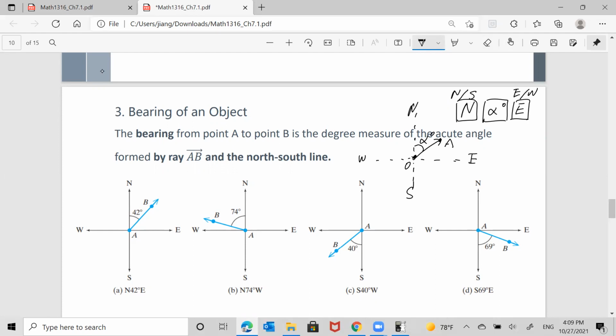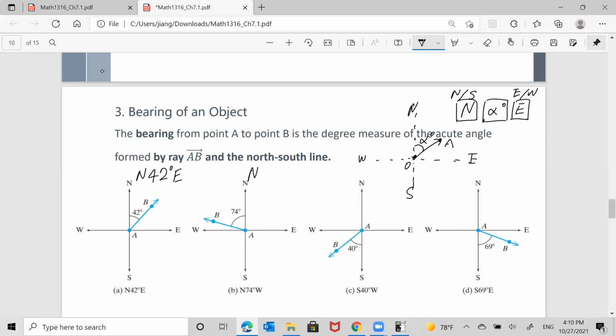So we practice some examples. For the first picture, the ray is on the top half part. That means for the first term I need to put north, because north is on the top. The angle is the acute angle between the ray and the north-south line. So the acute angle is 42. So I put 42 degrees, and it's on the east side. I put east.